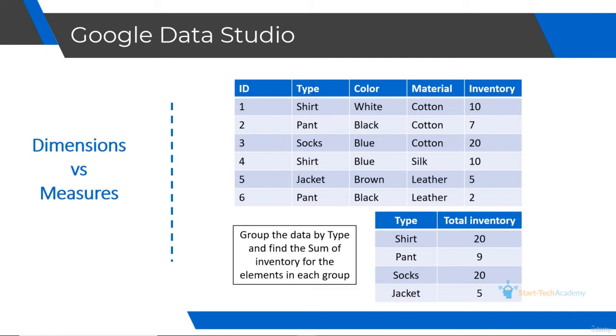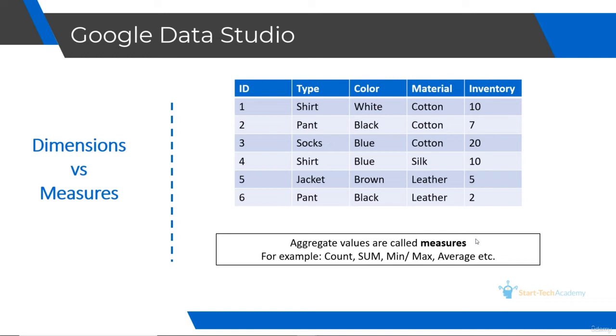Similarly, here we will group each type of product and then sum the value of inventory for all the items in that group. So first we create a group of shirts, and in shirt group we have these 2 elements and we add these 2 values to get this value of total inventory.